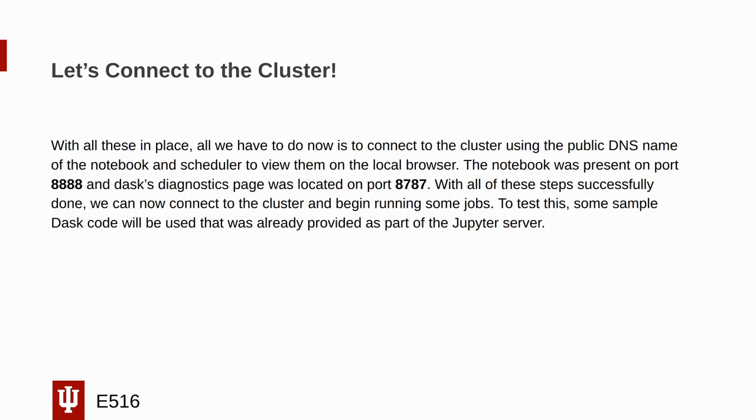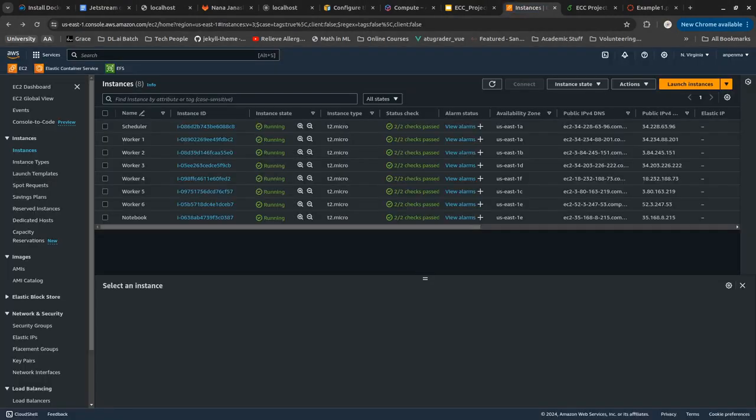So now let's connect to the clusters. We will very quickly have a walkthrough of what the cluster looks like in action. So here I have all the instances running already, and we can see there's 1 scheduler, 1 notebook, and 6 worker nodes, and that's totally 8 nodes. So if we need to connect to the instance and open our Jupyter server and run code, we'll have to go to the notebook first.